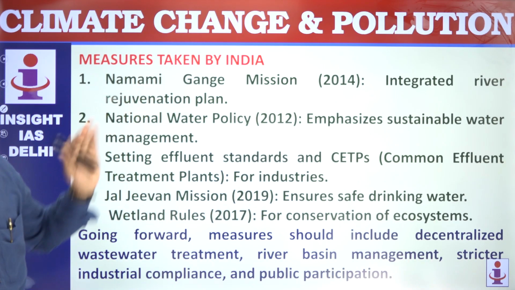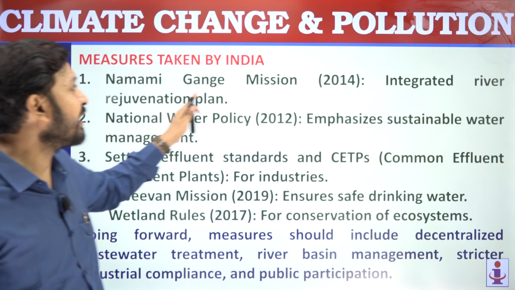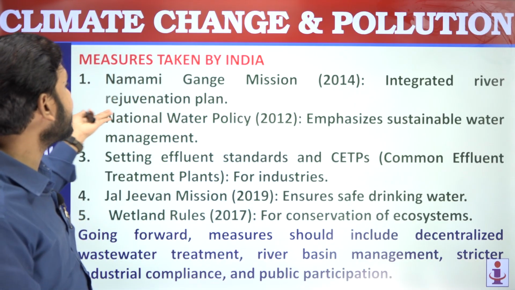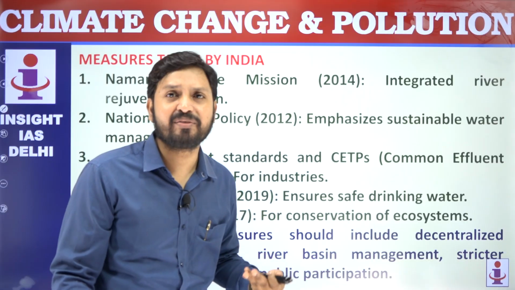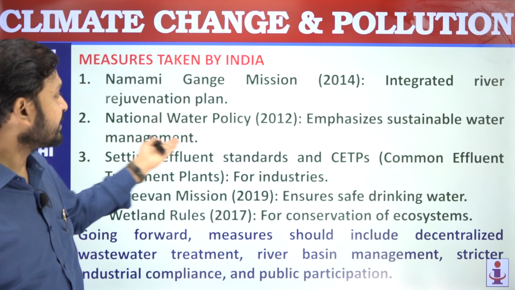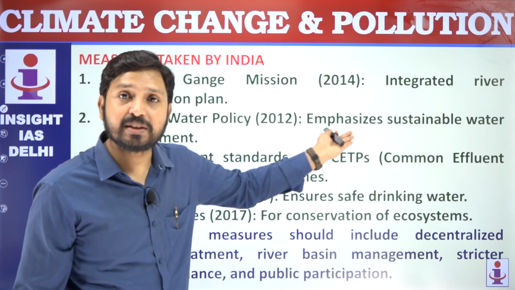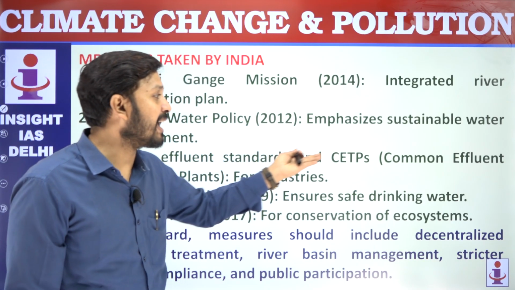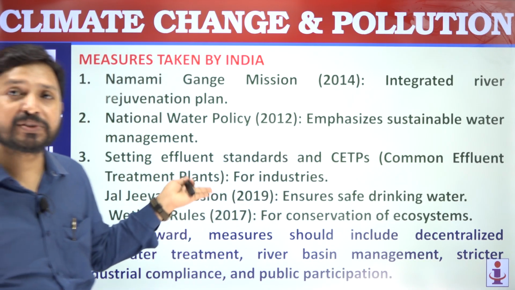So what are the measures taken by the government of India? The Namami Gange mission, which was taken up in 2014, is an integrated river rejuvenation plan. They want to clean the Ganga river. Apart from that, the National Water Policy 2012 emphasizes sustainable water management. Apart from that, setting effluent standards and common effluent treatment plants, especially for industries.